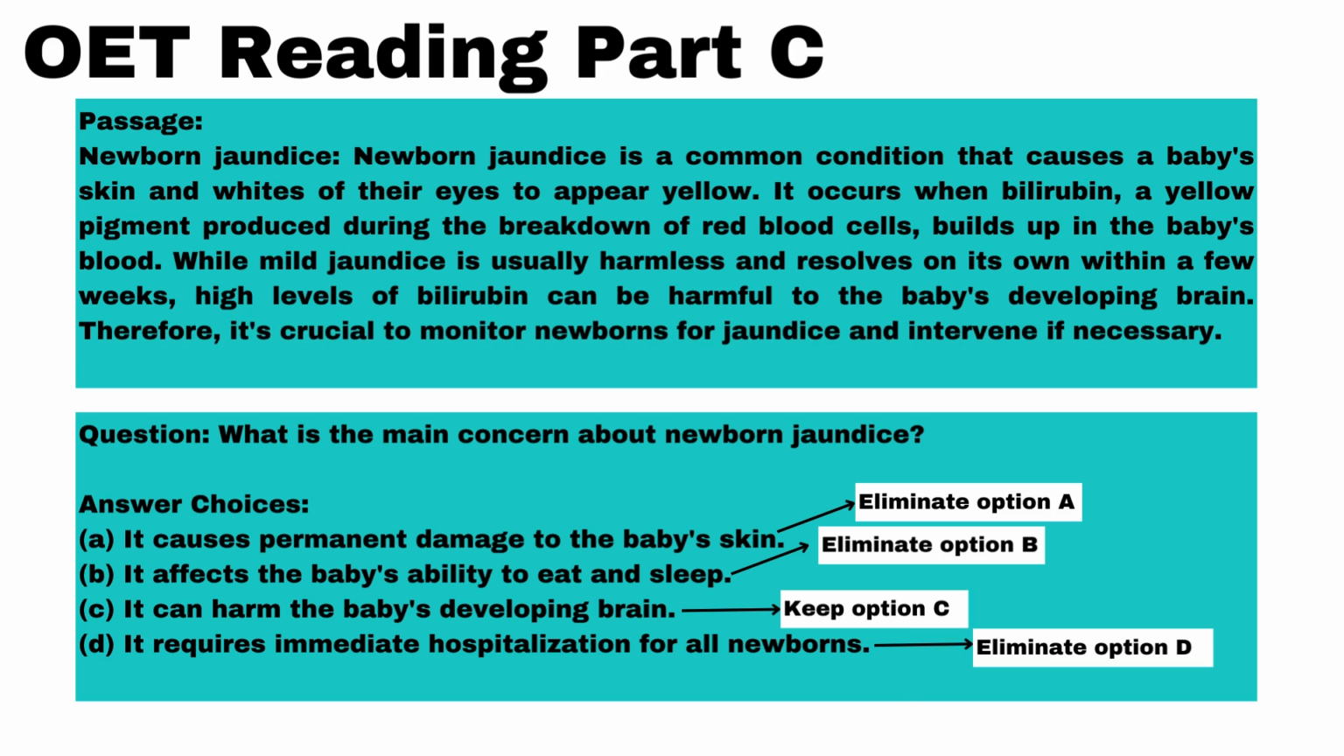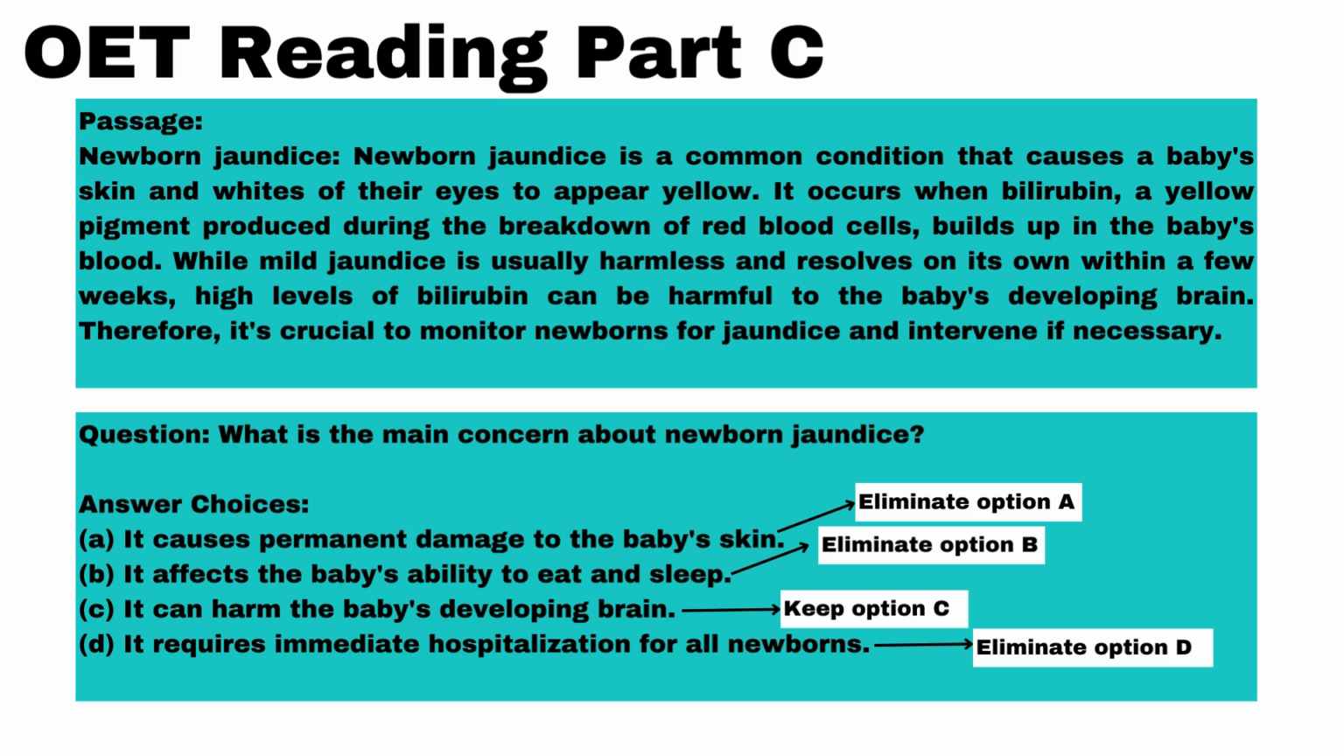Option D is too general and not accurate. The text speaks of potential harm in some cases, not hospitalization for all newborns. So eliminate this option. Now let's explore the elimination reason for this option. This option is too general and not accurate. The text mentions the potential for harm in some cases, but not immediate hospitalization for every newborn with jaundice. Only specific situations require it. The clue in the text advises us to look for qualifying phrases like "high levels of bilirubin" or "if necessary" to differentiate between general concern and universal action like hospitalization.